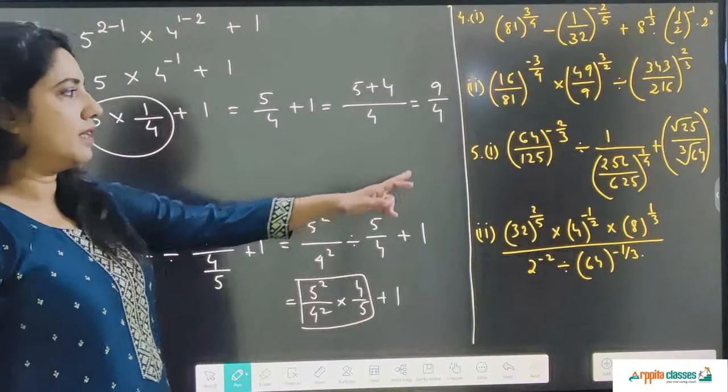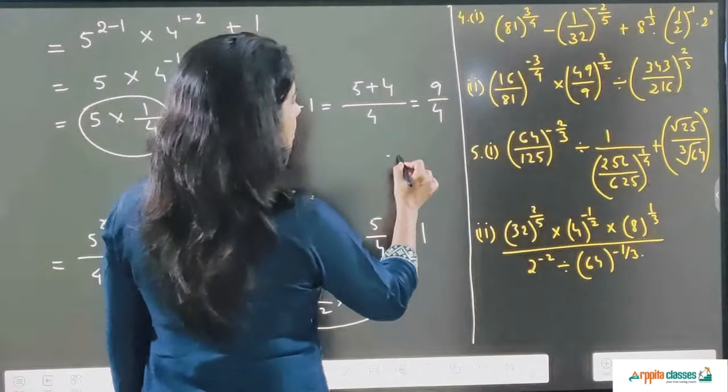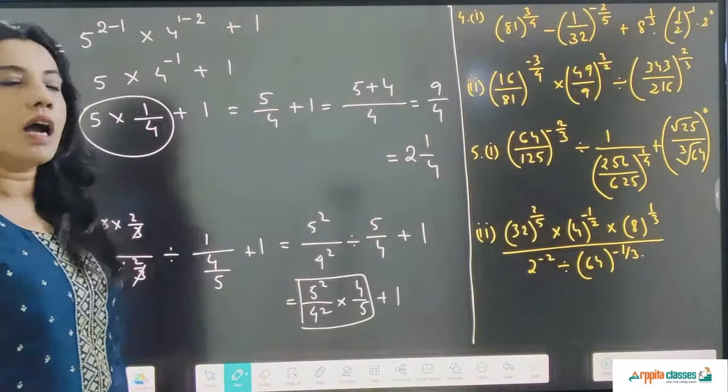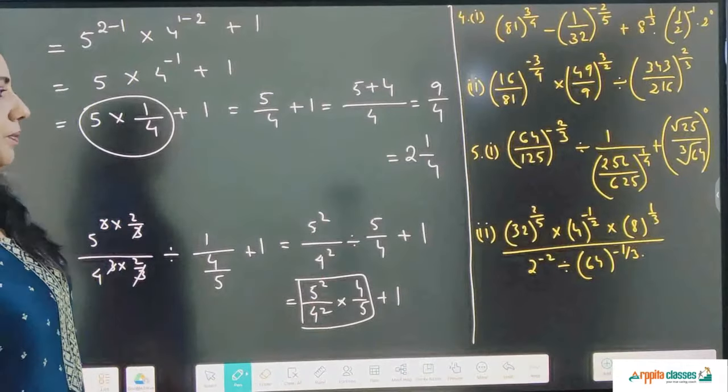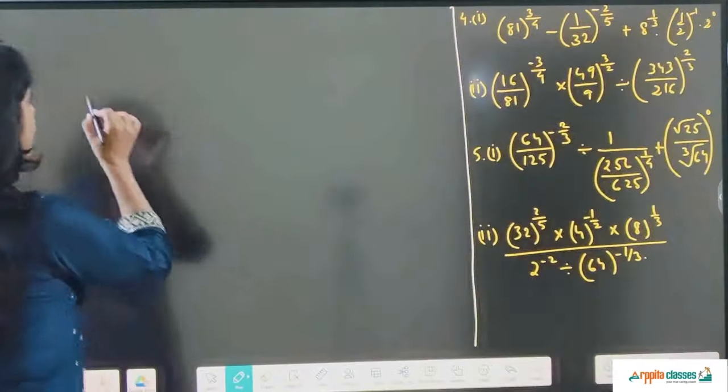Again we can see the question is given in fractions, so I'll give my answer in fraction. 4 upon 9 is 4 to 8, 1 upon 4. 2 whole 1 upon 4 is the answer for the first sub question of the fifth one. Okay, let us do the next second question of the fifth one.